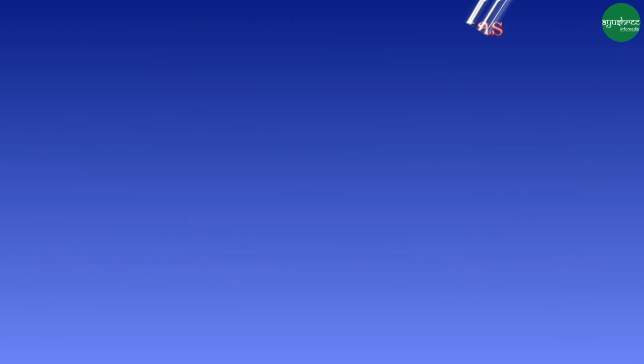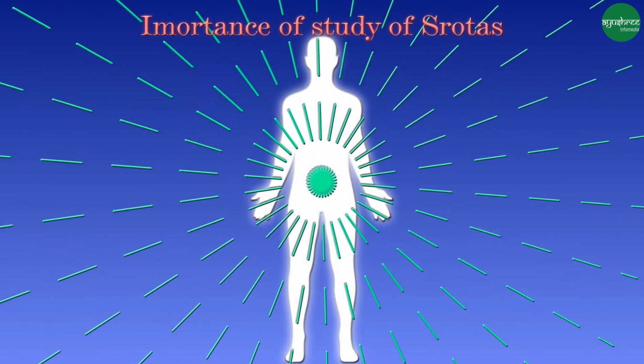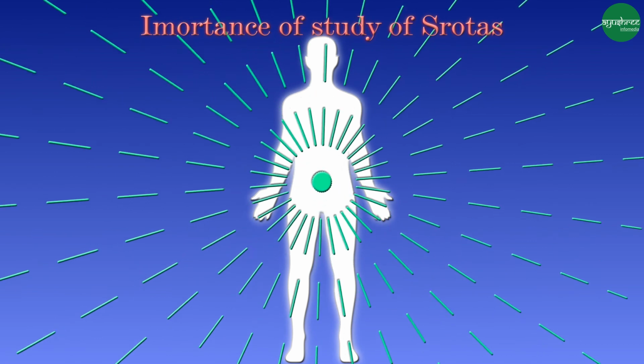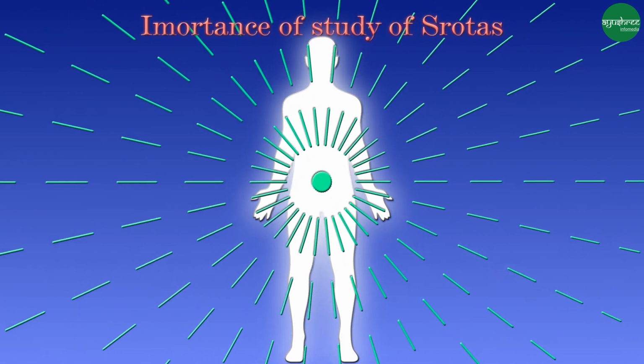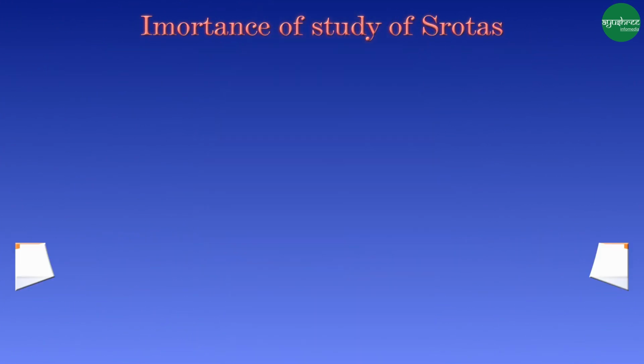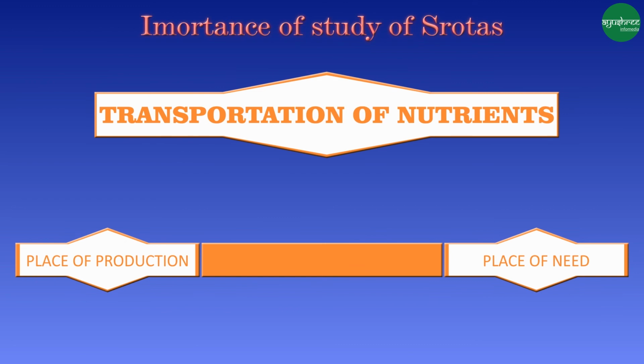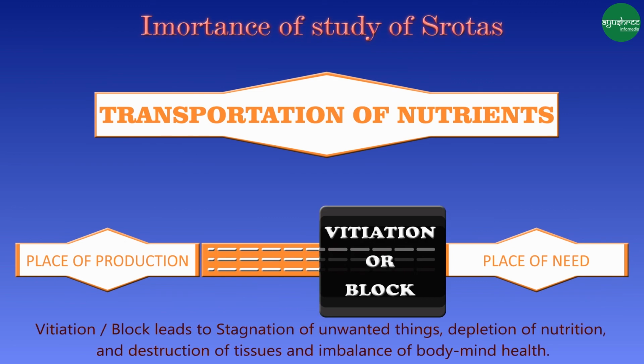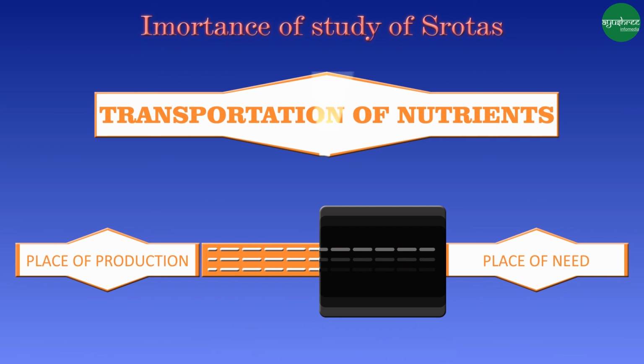Importance of study of Srotas. Extensive knowledge of the Srotas is needed because the whole body is made up of millions of Srotases. When there is vitiation or block occurring in these transport systems of the body, there occurs stagnation of unwanted things, depletion of nutrition, and destruction of tissues, and the imbalance of body-mind health. These in turn lead to many diseases.